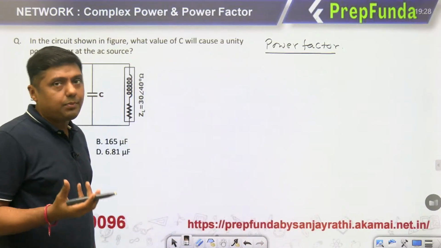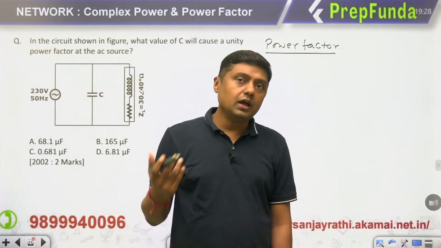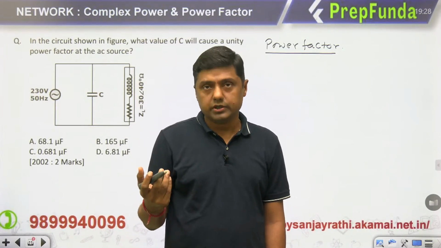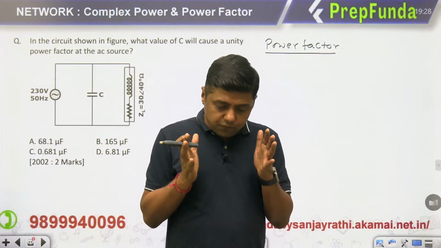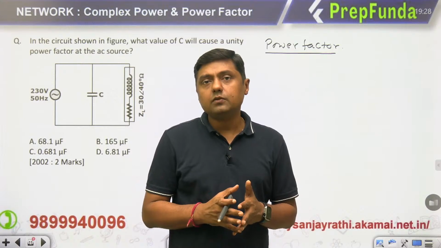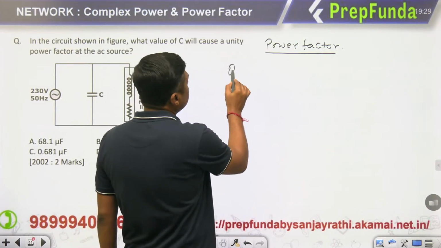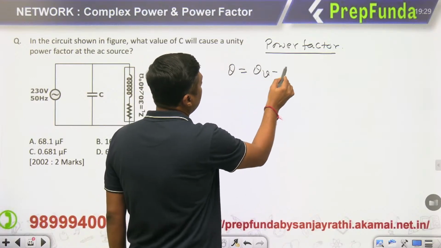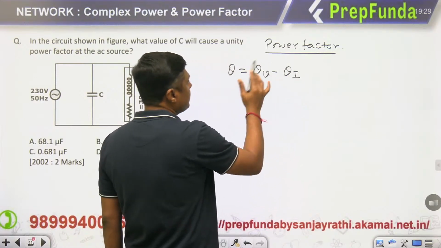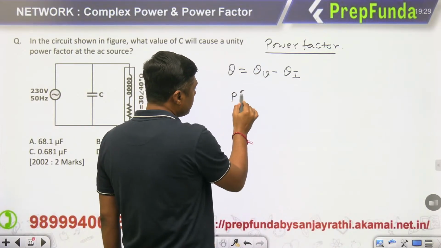When we apply a voltage, there will be a resultant current, or when we apply a current, there will be a resultant voltage. If voltage and current are in the same phase, then the power factor will become 1. What is theta here? Theta V minus theta I, the phase difference between voltage and current. Then the power factor will be cos theta.